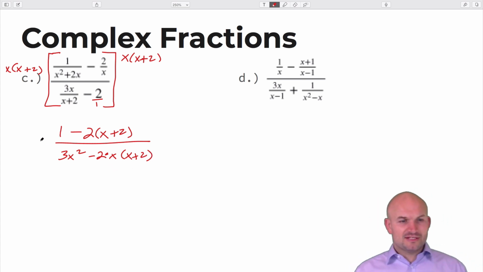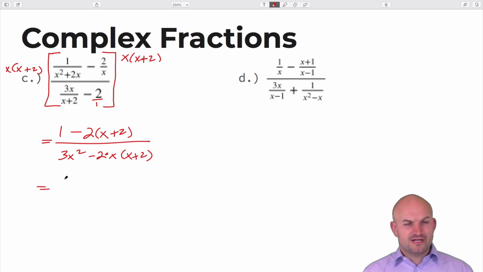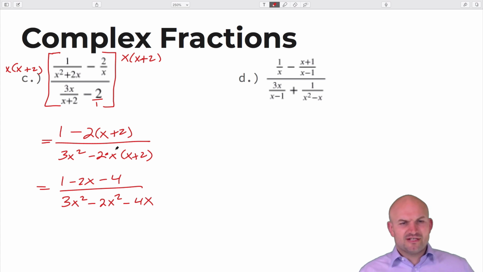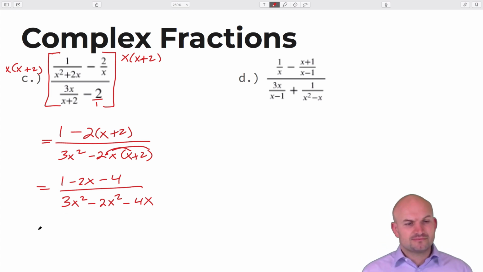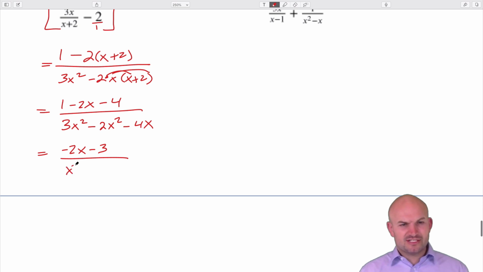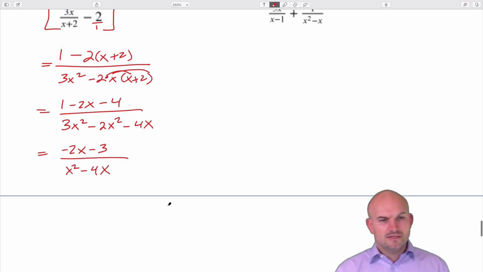Okay, so now let's go ahead and see how everything simplifies. So I get a 1 minus 2x minus 4 all over a 3x squared minus a 2x squared. And that'd be a minus 4x, right? Because you got to make sure you apply the distributive property there, and you're multiplying the negative 2 and the x. So let's simplify that one more time here. That gives me a negative 2x minus 3 all over 3x squared minus 2x squared. It's just going to give me an x squared minus 4x.